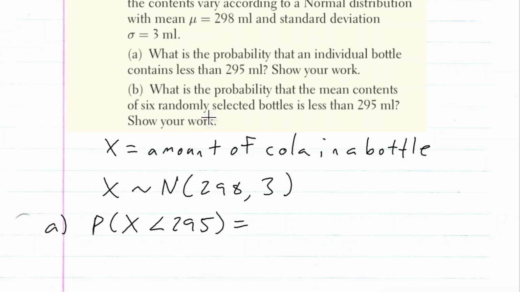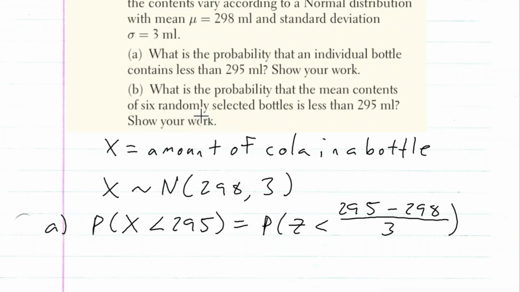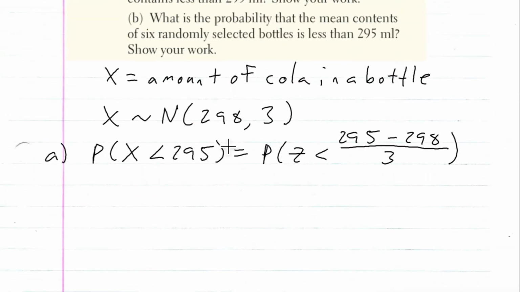Okay, so since we know X is normal, we can standardize this. So Z less than (295 minus the mean) over 3, right? Okay, so this is equal to the probability that Z is less than -1, right?